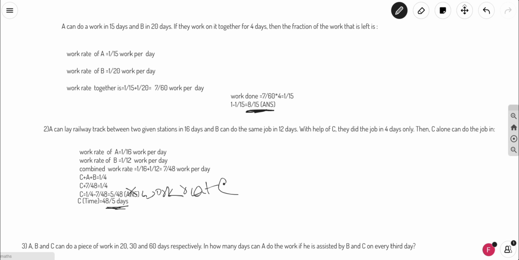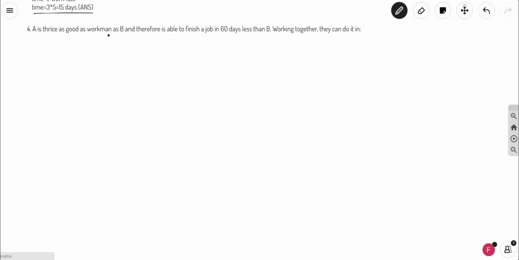So now we have question 4. A is thrice as good a workman as B, and therefore is able to finish a job in 60 days less than B. Working together, they can do it in... There is an efficiency trick: when the efficiency ratio is given as m is to n, the time taken is the reciprocal, so n is to m. So we have that A is thrice as efficient as B.